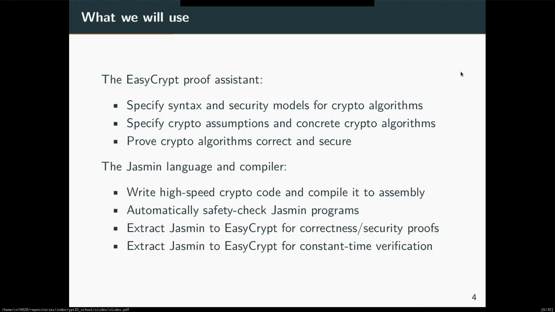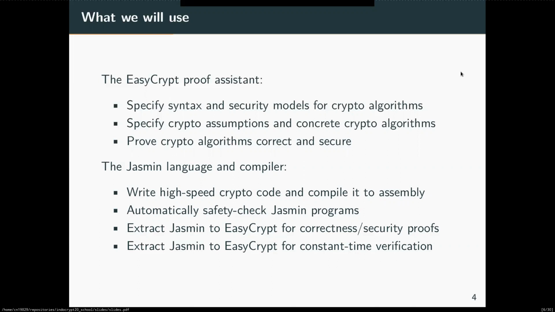In the second part, what Benjamin and Vincent will talk to you about is the Jasmin language and compiler, which is designed to write high-speed crypto code and compile it down to assembly. It also automatically checks that the Jasmin programs are safe, in the sense that they don't address memory that's not been defined or that's out of bounds, and that they're using registers correctly. The compiler is equipped with a proof that the high-speed assembly code that's produced is equivalent to the Jasmin program that was input in the first place.